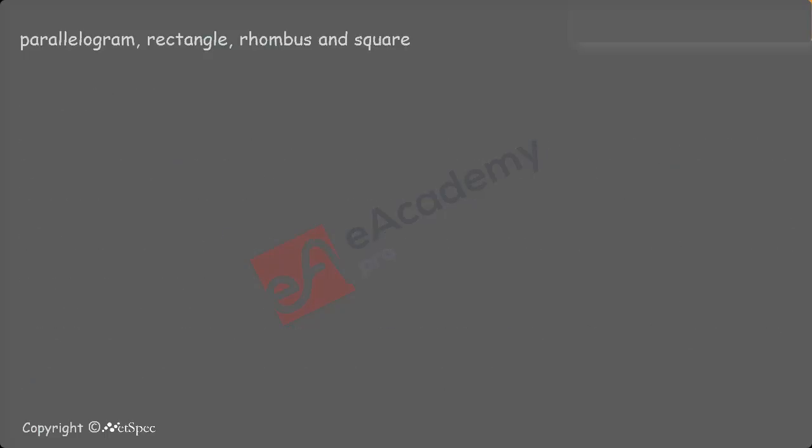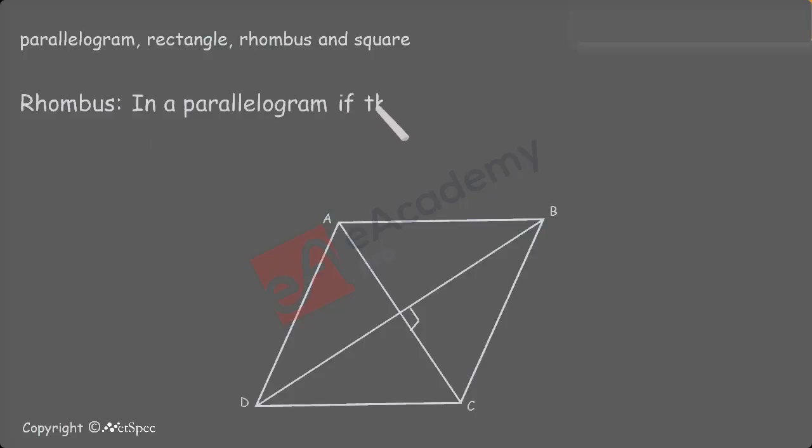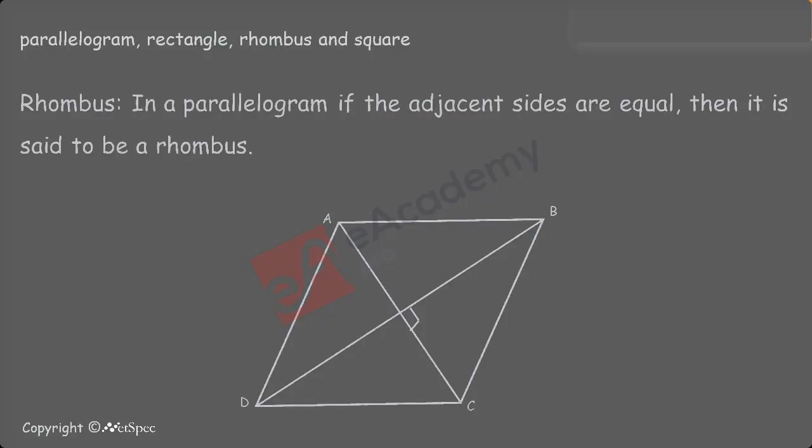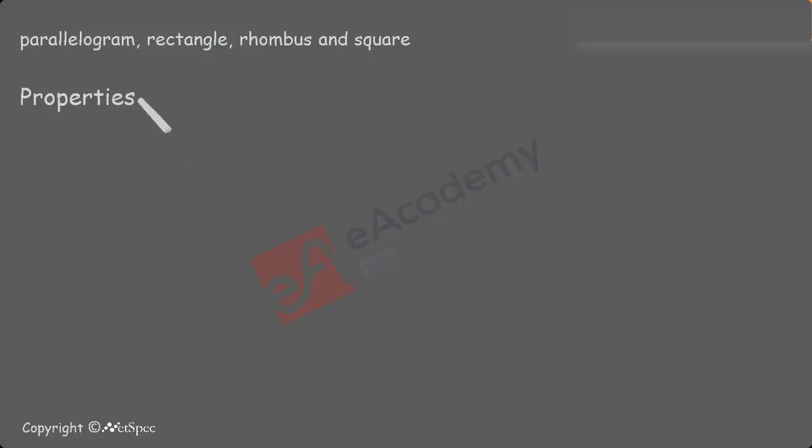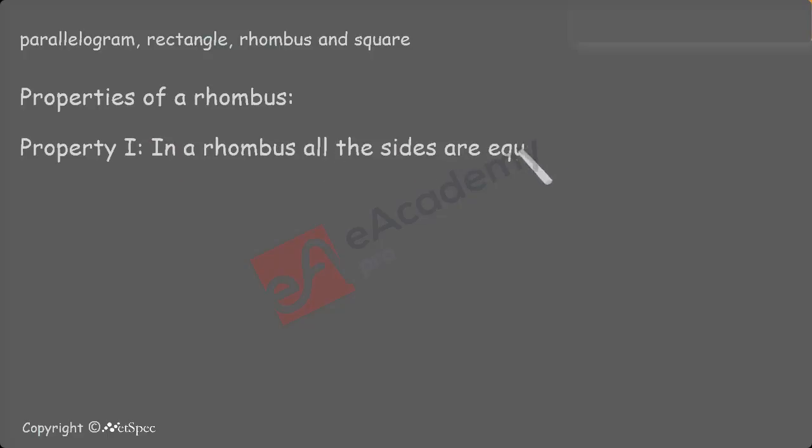The third type of quadrilateral is the rhombus. In a parallelogram, if the adjacent sides are equal, then it is said to be a rhombus. Now let us learn the properties of rhombus. The first property of rhombus is, in a rhombus, all the sides are equal.